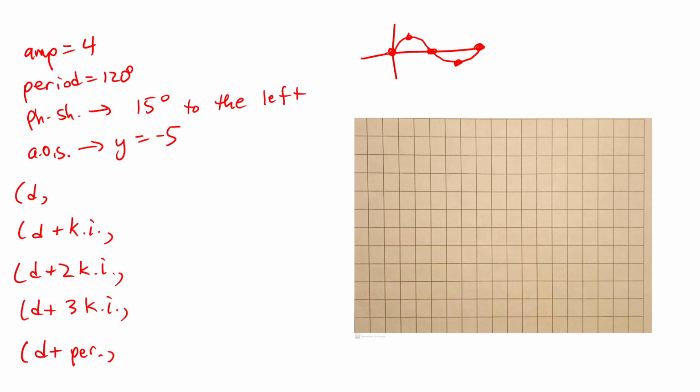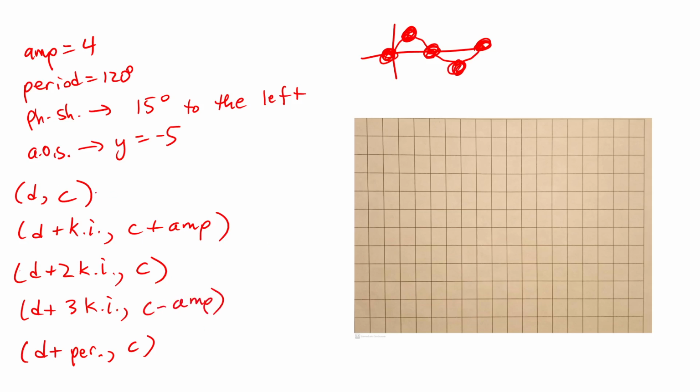Now, if you look at this, the first, the third, and the fifth of those key points, those are all on the axis of symmetry. So we can say every one of them has a y-coordinate equal to c. Now, the second key point, that's up at the maximum. That's 1 amplitude above c. And the fourth key point, that's down at the minimum. That's 1 amplitude below c. Okay? And so we're able to say that these are going to be the 5 key points.